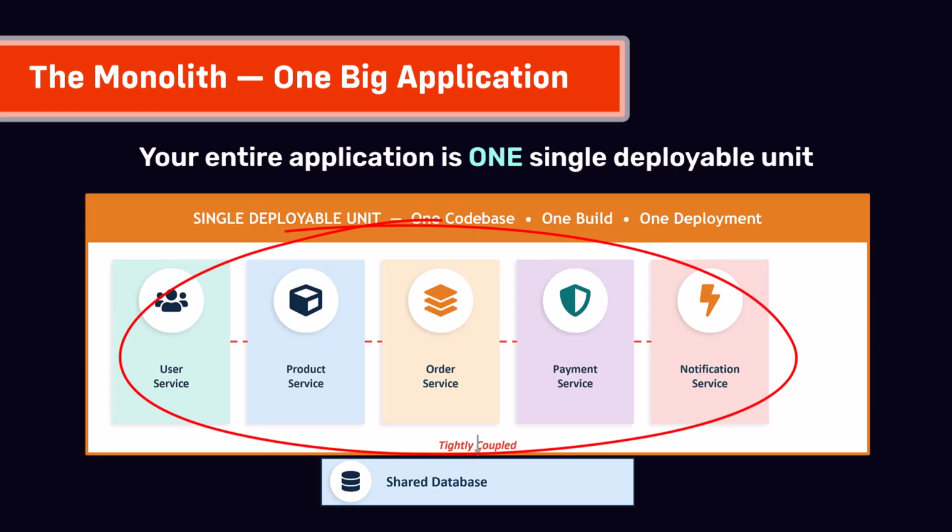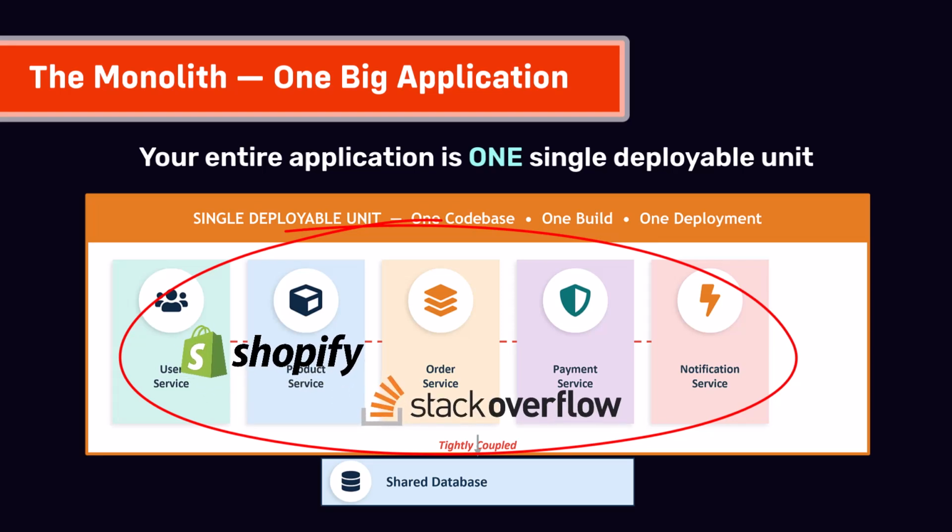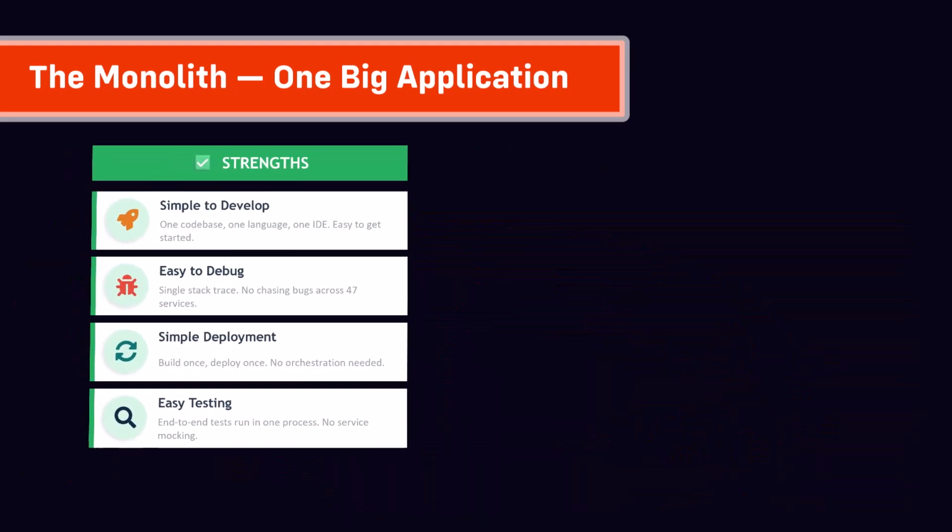And before you say that's bad, hold on. Let me tell you who uses monolith successfully. Shopify powers millions of merchants on a monolith. Stack Overflow serves hundreds of millions of developers with a monolith. Basecamp, a company that literally built Ruby on Rails, has always been a monolith. So monoliths are simple to develop, simple to test, simple to deploy and simple to debug. When something breaks, the entire stack trace is in one place. There is no chasing bugs across 47 different services through a maze of network calls.